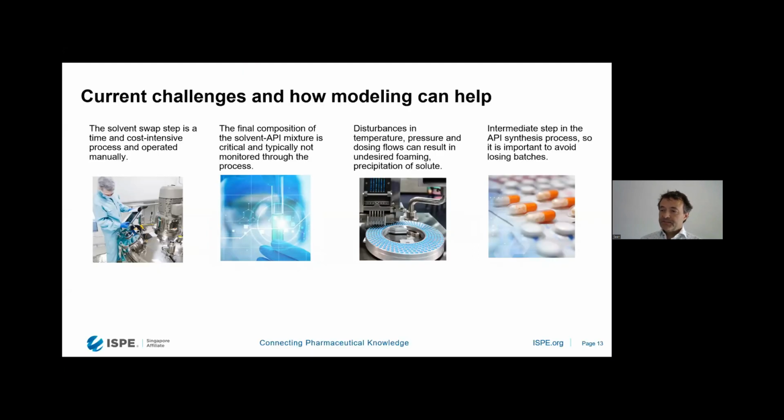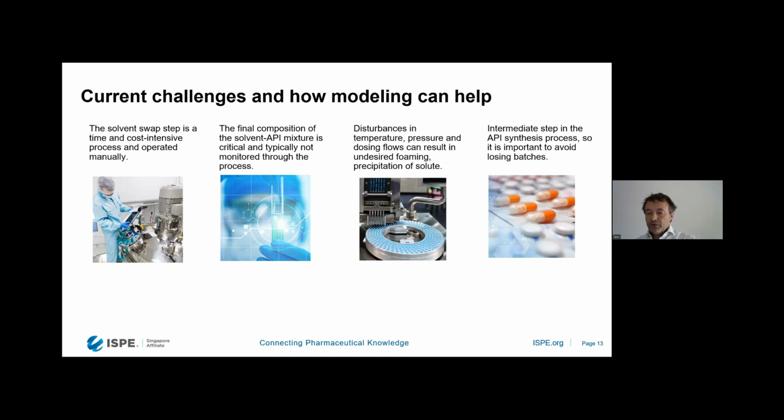So some of the challenges around solvent swap: it can be time and cost intensive. It's often manually operated. The final composition of the solvent API mixture is usually not measured in real time, which means you have to wait at the end, until you have the analysis from offline measurements, before you can actually continue. There are issues that can result in things like foaming or precipitation, which you would like to avoid.